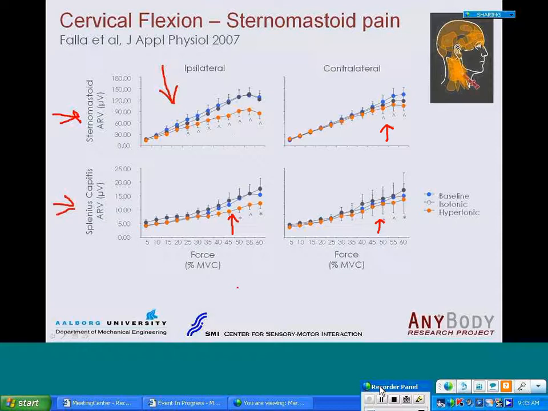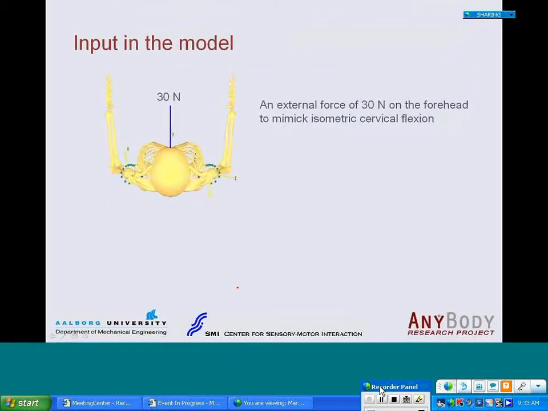So what we do, we have the model again, and we put a constant force of 30 Newton, external force on the forehead. So this has to be compensated by flexion forces of the muscles. However, it turns out when I do it in this situation, there was no co-contraction of the sternomastoid and the splenius capitis when you have this pure flexion force. However, in reality, in the experimental situation, there was a clear co-contraction between these two muscles.